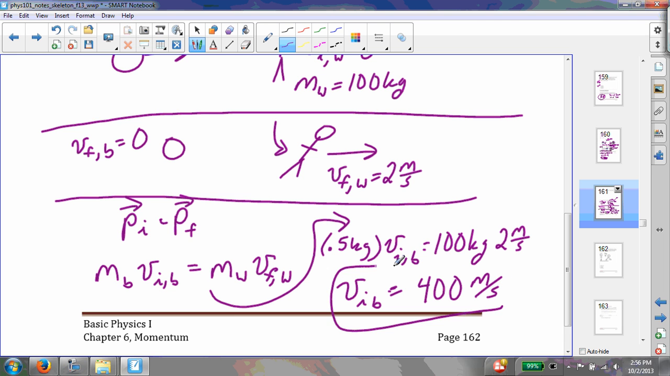Now, just for reference, the muzzle velocity of a handgun is about 300 meters per second. So this is one heck of a fast dodgeball coming off of his hands. It's 400 meters per second.